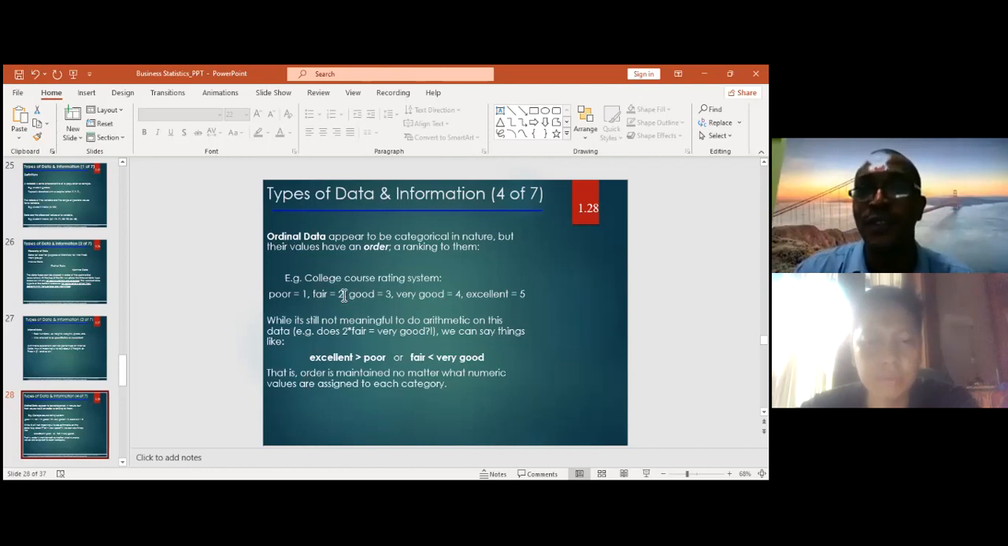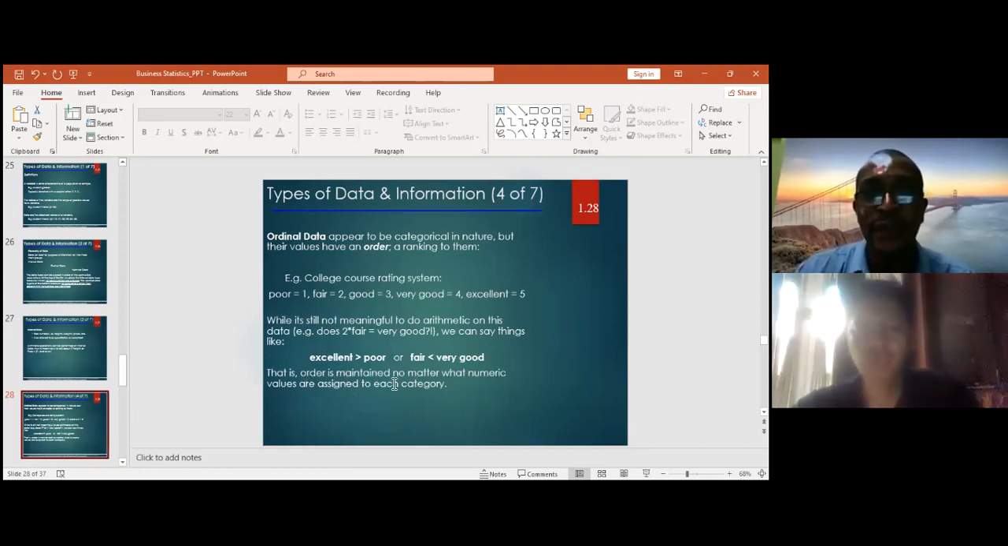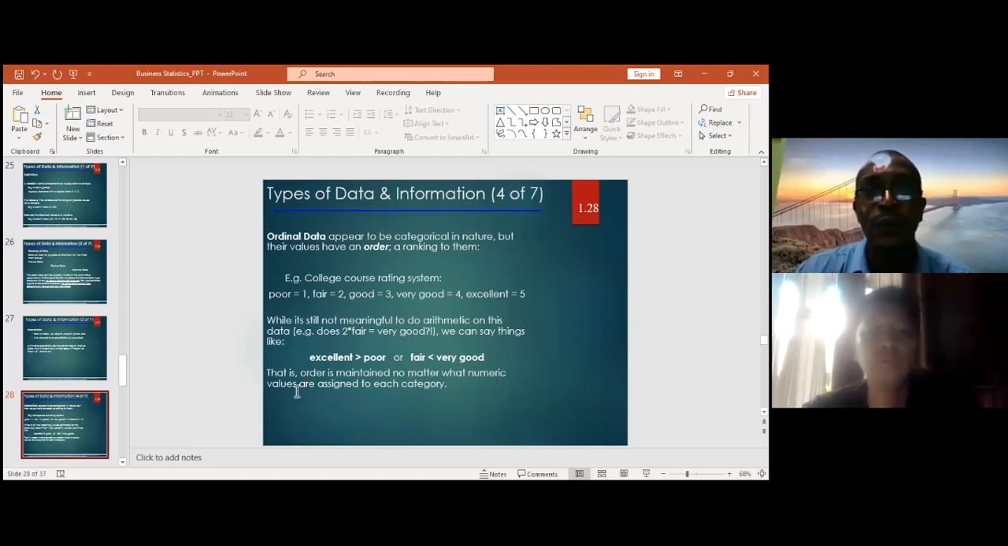But this particular student in question, during my high school days when I was teaching, used to multiply. 1 times 2, they told me it is poor fair. You know? So there's nothing like that. That is, order is maintained no matter what numerical values are assigned to each category.